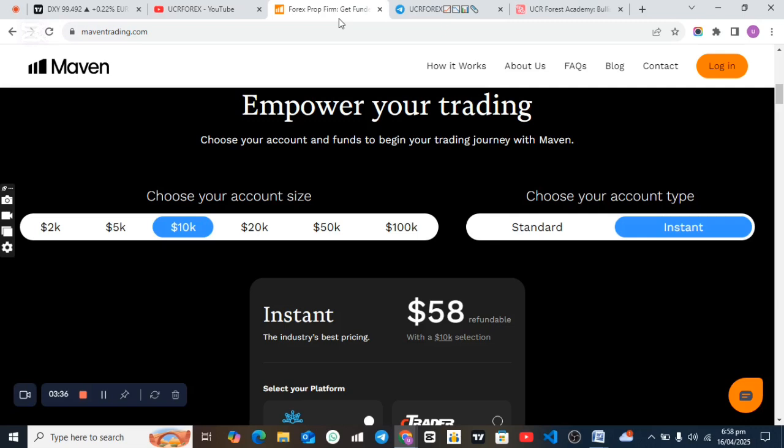All right, now we have a challenge phase account on Maven. We have instant funding now. So what is this instant funding anyway? Instant funding is when you don't need to pass any evaluation phase again.